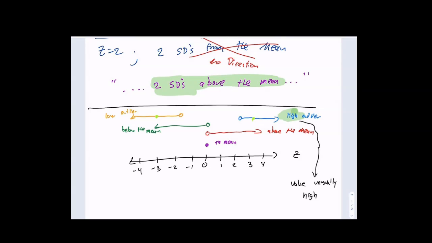So if I told you this student scored a 50, that was an outlier, wait a minute, did she do really well or really bad?